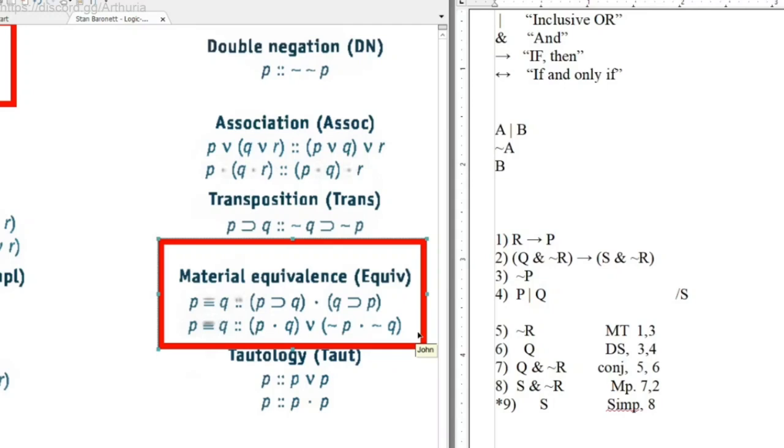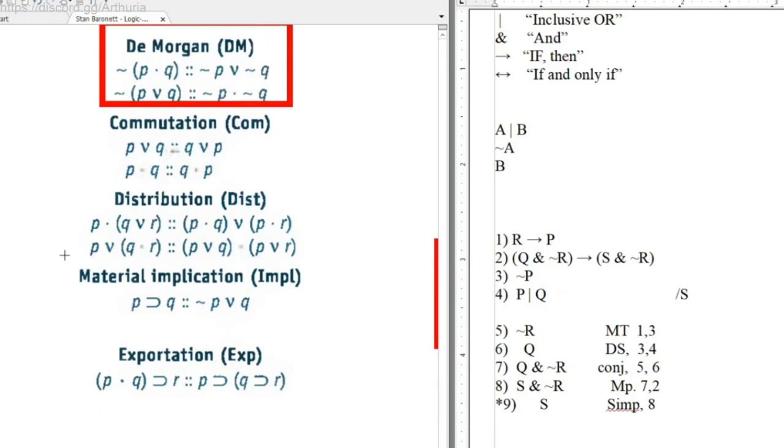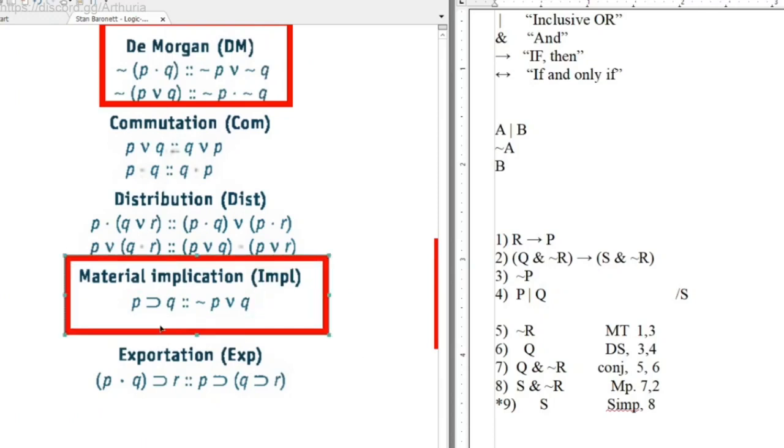Other than that, transposition's kind of funny. Not technically necessary. The other most important rule is going to be your material implication rule. Other than that, unless you have questions, I'm pretty sure we can end it here.